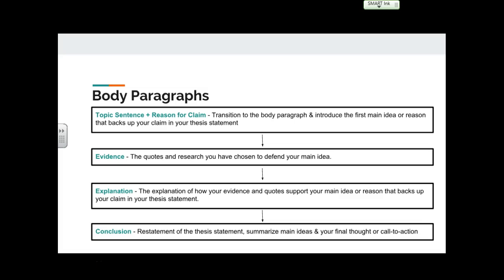Next is the explanation. The explanation of how your evidence and quote supports your main idea or reason that backs up your claim. So you just listed your quote, something about Simon and the symbolism somewhere in the novel that you found. Now you are explaining how the quote proves your claim to be true, why this quote proves that he uses the symbolism of Simon to further his thoughts on mankind's evilness. Does that make sense?